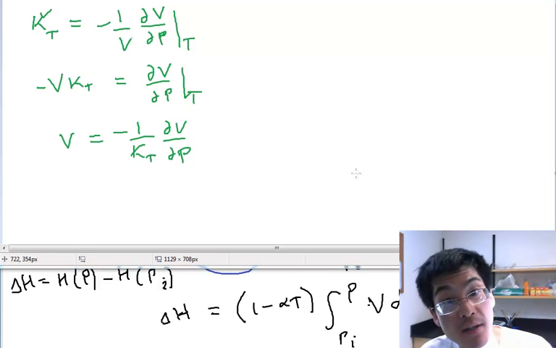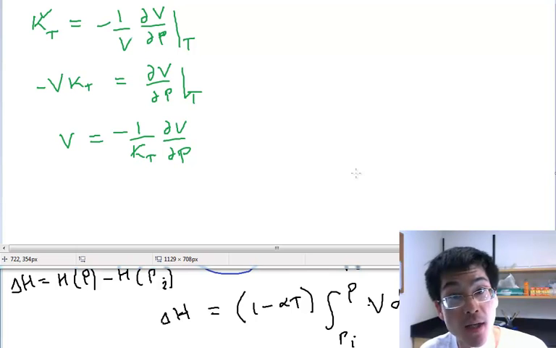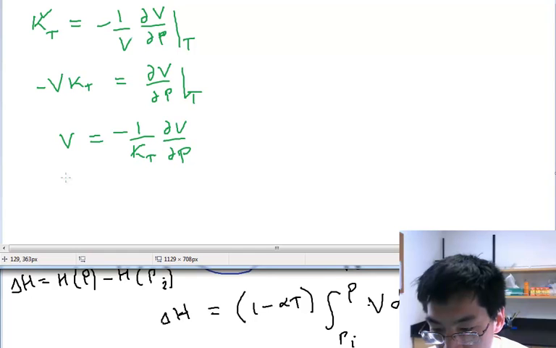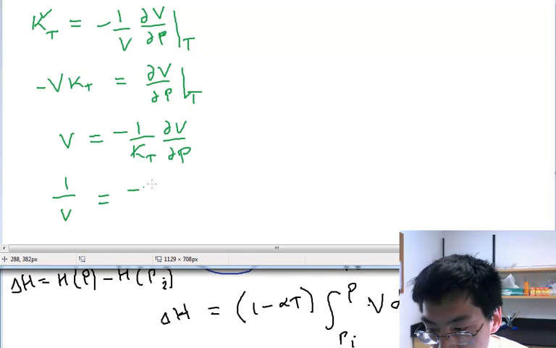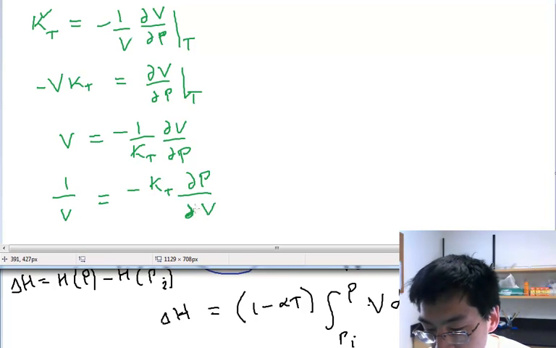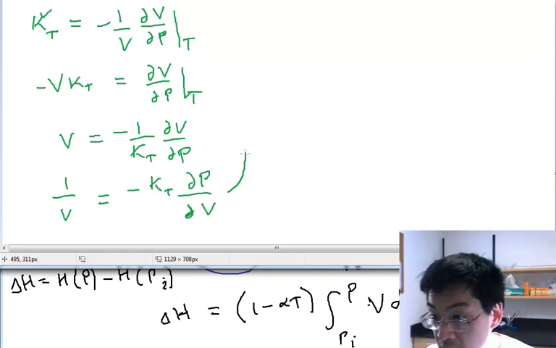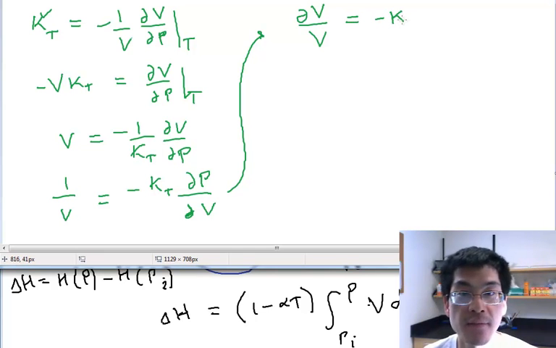In order to integrate, I have to separate the variables. All the V's have to be on one side, and all the P's have to be on the other side. So let me get all the V's on one side and all the P's on the other side. Let me just flip the whole thing. Okay, so this is going to be 1 over V equals negative kappa T dP over dV. I do that because I know the integral of dV over V. So I'll multiply both sides by dV. So dV over V is an integral that I know.